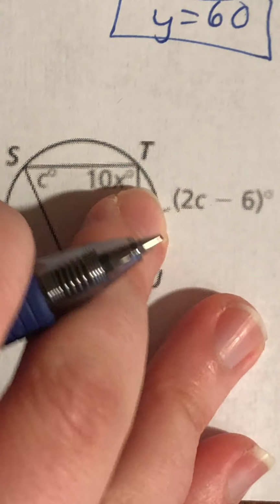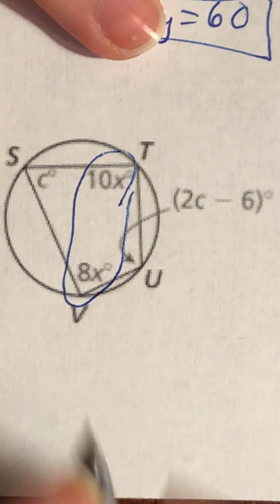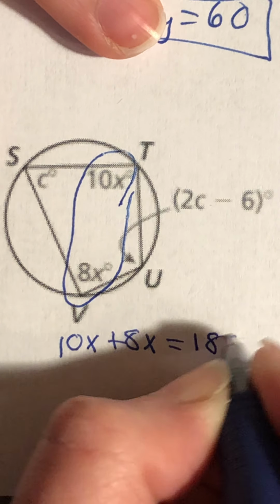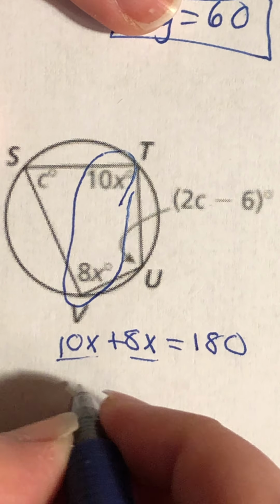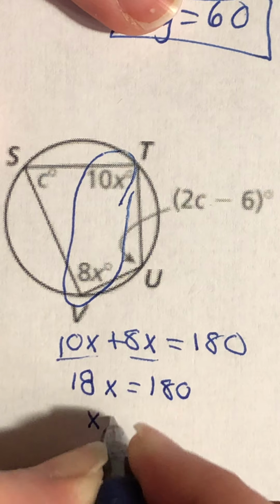And one last one. This is getting a little more complicated with an expression. I have these two, so 10x plus 8x should equal 180. Now I'm looking for x. I have the coefficients, so I'm going to collect like terms. 18x is 180. Divide by 18. x is going to be 10.